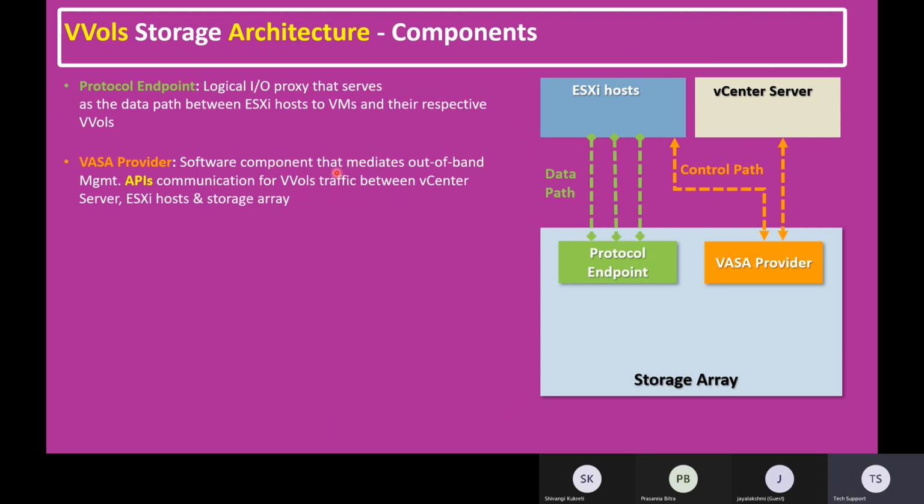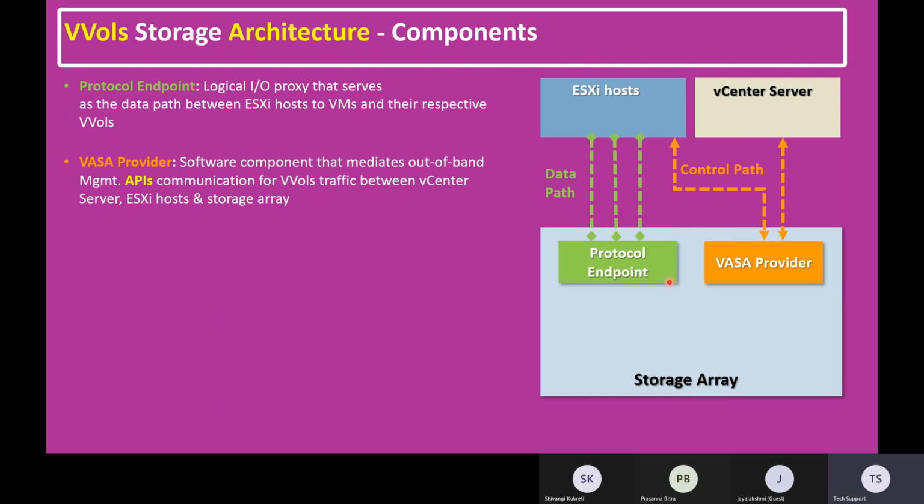That software component mediates, just like an intermediate, out of band management APIs communication. API means application program interface communication for virtual volume traffic between our vCenter server, ESXi host and storage array. All the communication is established through VASA provider only, but the data path is maintained by protocol endpoints.